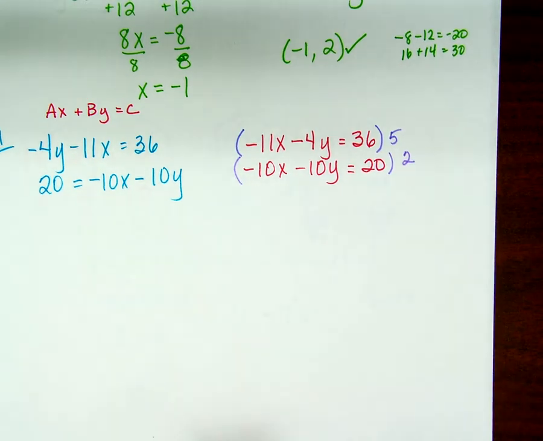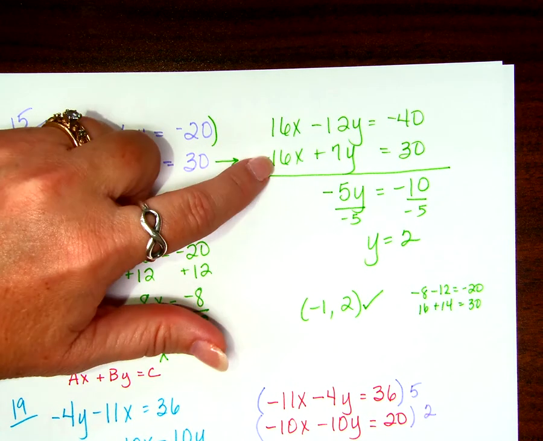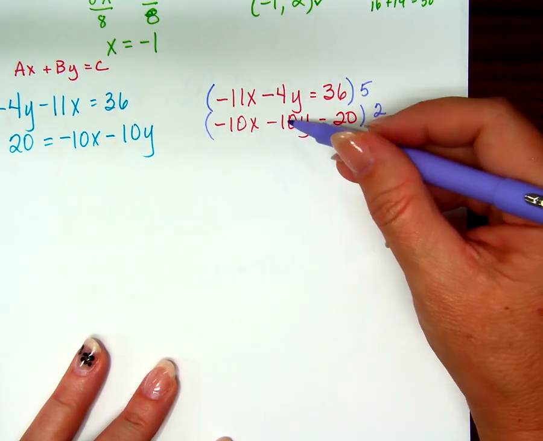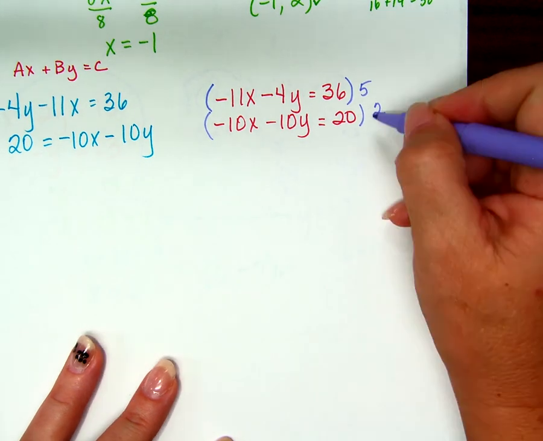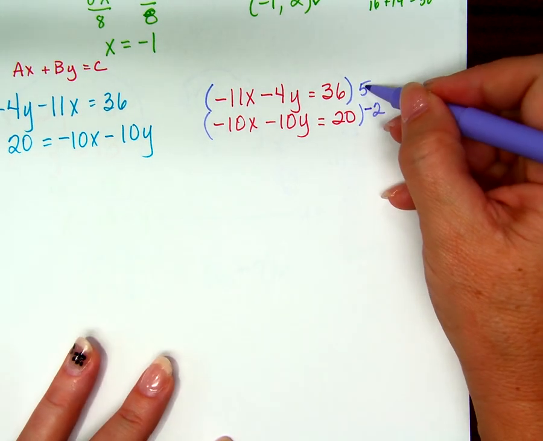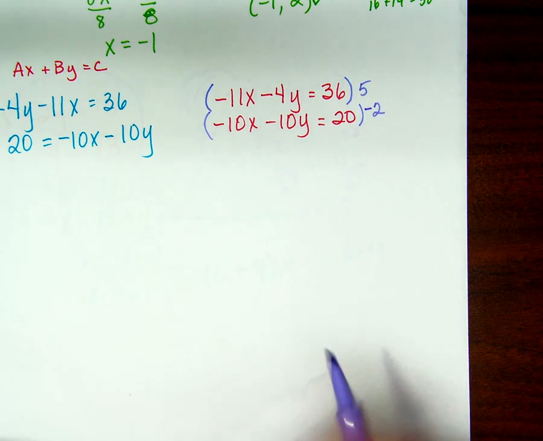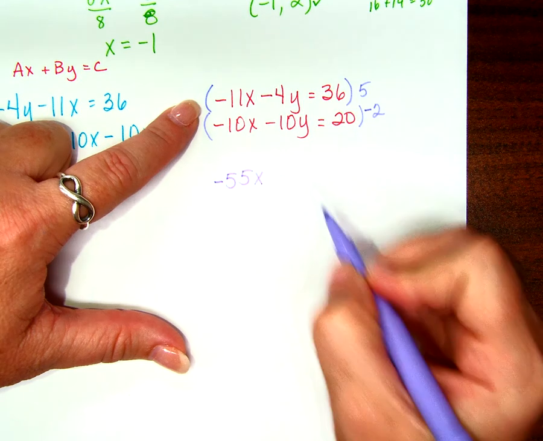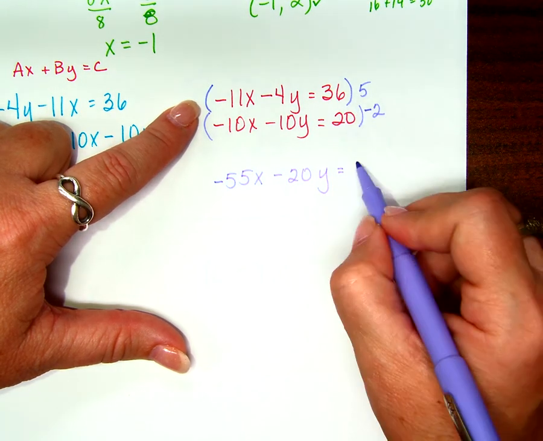Okay, so I see a problem though. In order to eliminate the variables, what did we need? Same number, but opposite signs, right? If I multiply this by 5, that'll give me a negative 20. And if I multiply this by 2, that'll give me a negative 20. So negative 2? Could it have been negative 5? Yeah. But not both negative, right? That would just be silly. So if I multiply the top equation by 5, I get negative 55x minus 20y equals 180.